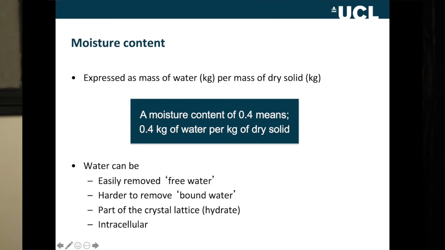How do we define moisture content? We're not going to say don't formulate that material, please, because it's a bit wet. A bit wet is not a helpful term. We don't know what a bit is, do we? So we have to have a way of defining a moisture content. In the blue box on the screen is the definition of water content. It's expressed as the mass of water in kilos per mass of dry solid, also in kilos. Right? Not too difficult. So a water content of 0.4, for instance, means you've got 0.4 kilos of water per kilo of dry solid. It's just an easy way of trying to describe how much water is present.